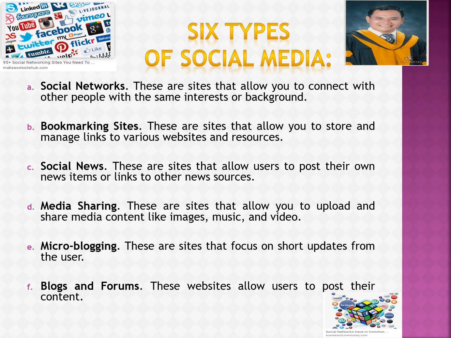There are 6 types of social media. Number 1, social networks. These are sites that allow you to connect with other people with the same interest or background. Once a user creates his or her account, he or she can set up a profile, add people, create groups, and share content. An example is Facebook and Google+.